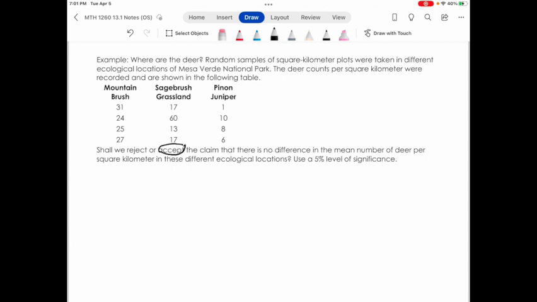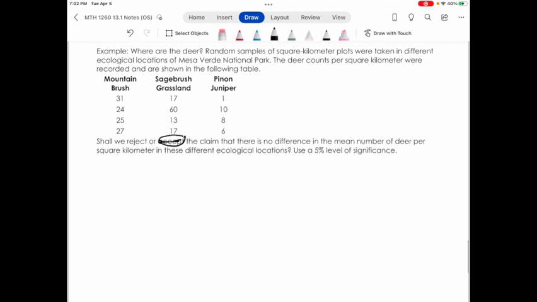Well, you shouldn't be using that word. Just remember, you should always use reject or do not reject or fail to reject. It's not a good idea to use accept. Should we reject or not reject the claim that there is no difference in the mean number of deer per square kilometer of these different ecological locations? We're going to use a 5% level of significance.